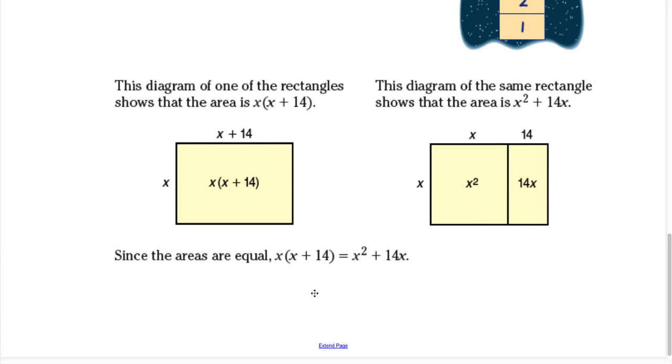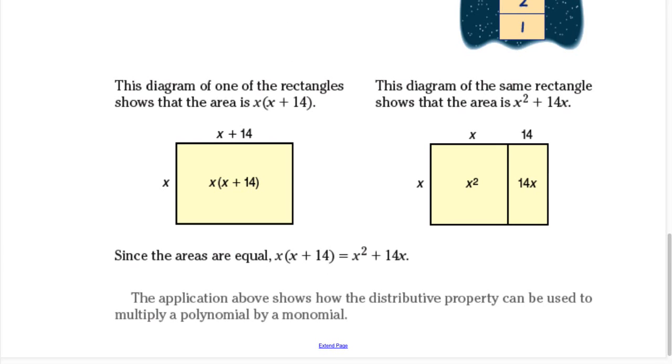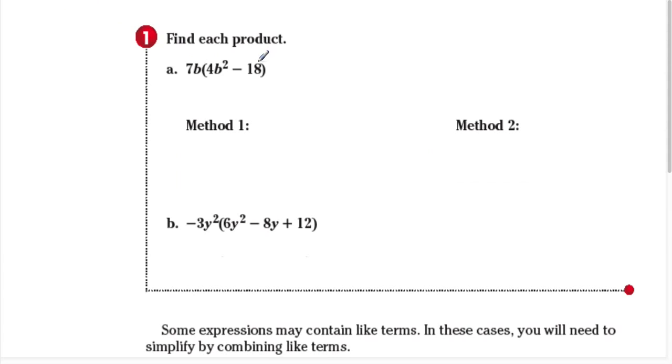So this illustration right here shows you what property? Of course, the distributive property. You can use the distributive property to multiply a polynomial by a monomial. To find each product, we use that same property, but let's use two methods this time. We want to multiply 7b times the quantity 4b squared minus 18. We can either multiply it horizontally or vertically.